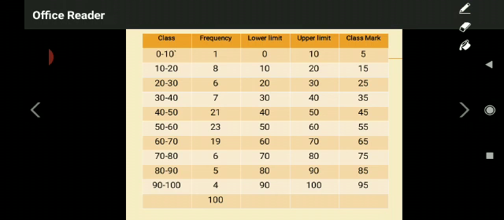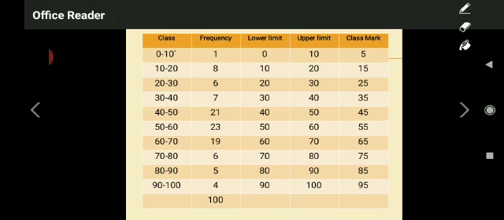Okay, like that, up to the class limit between 90 to 100, if you are able to understand. Between 90 to 100, how many students are there? Only 4 students are there. And one more important thing you have to understand over here. My dear students, the total number of frequencies that you find from that raw data must be equal to the number of students. If it is not matching, your answer will be wrong.